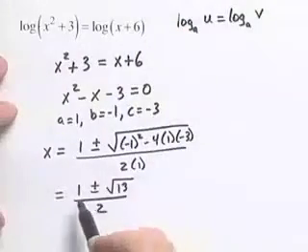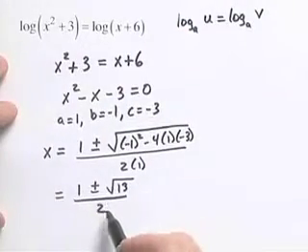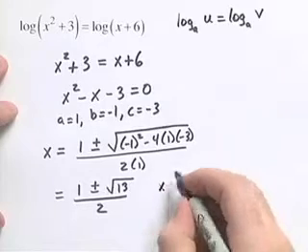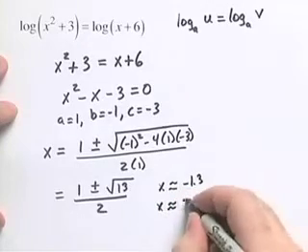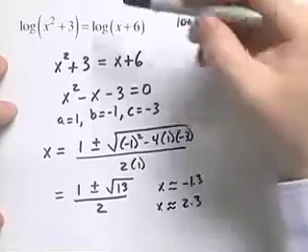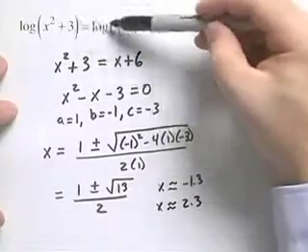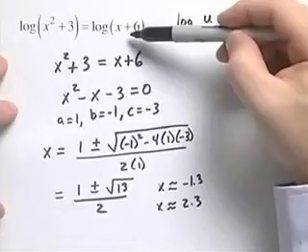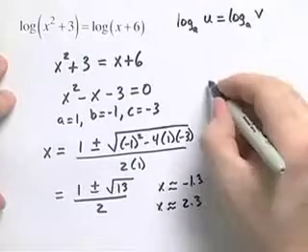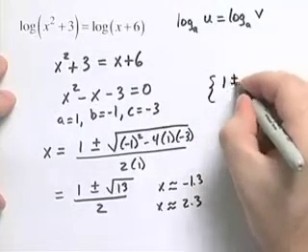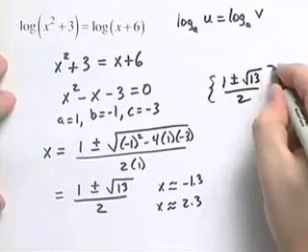It's important when solving logarithmic equations that we do check the solutions that we get, because sometimes doing operations on our equations can yield extraneous solutions. In this case, we have 1 plus or minus the square root of 13 divided by 2. If we put that in our calculator, we'll see that x is approximately -1.3 and x is approximately 2.3. If we use those and check in our original equation, you can see that neither one of those values will yield a negative value inside the logarithm, nor will they yield 0, and so both of these solutions will work. So our solution set will be 1 plus or minus the square root of 13 over 2.